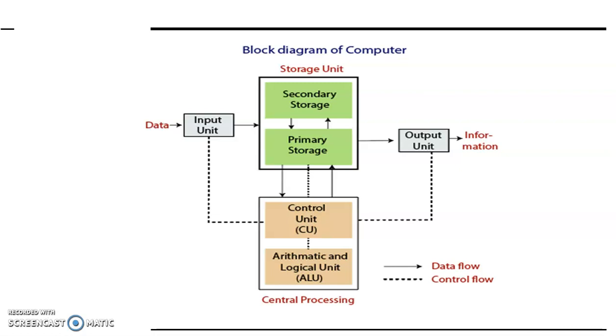Now let us discuss our second part, that is output unit. The task of an output unit is exactly opposite to that of input unit. Output unit passes data to the external environment from the computer. For example, if I am watching a movie, it is an example where your movie is stored in your storage unit, that is in your secondary storage, and by playing it you are retrieving that data.